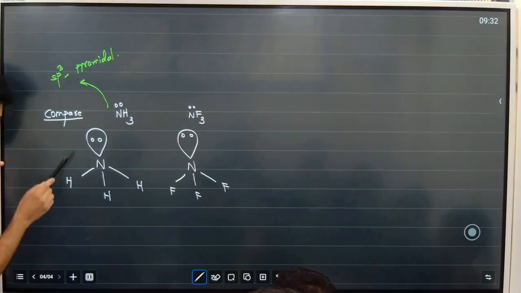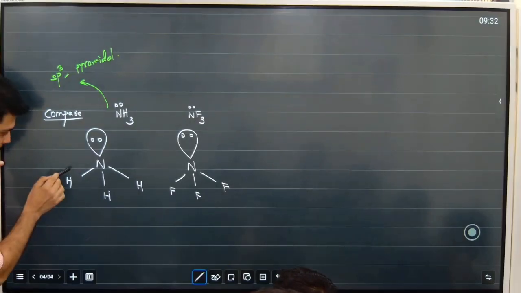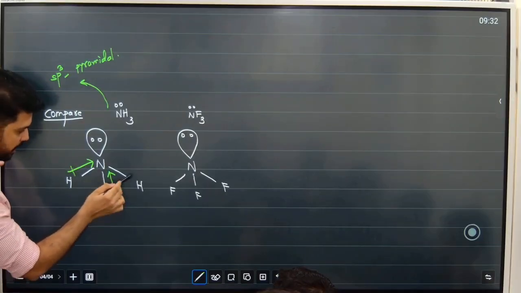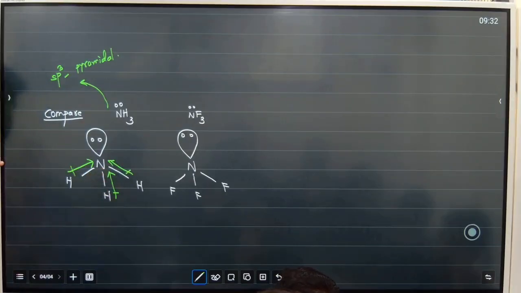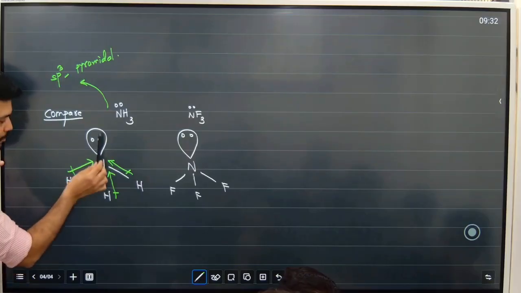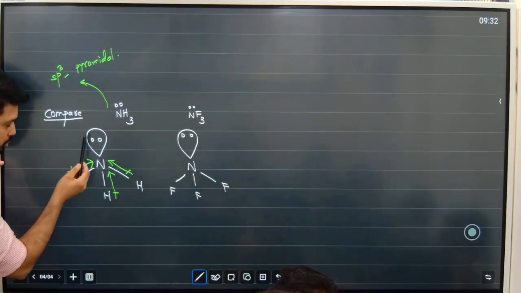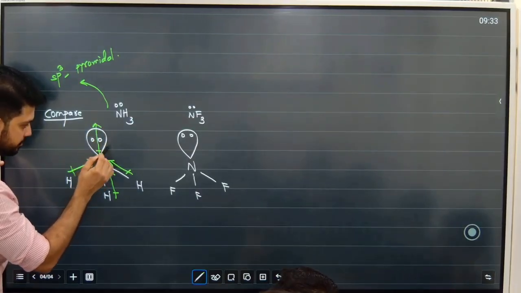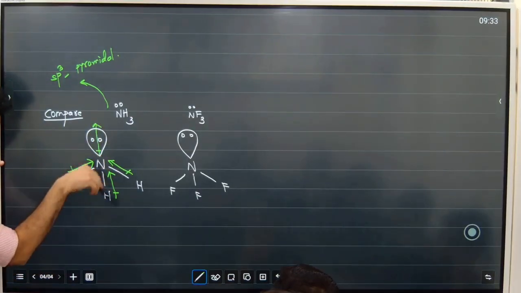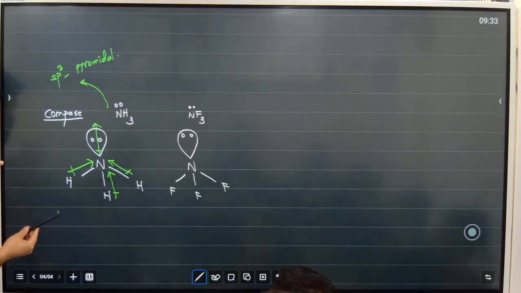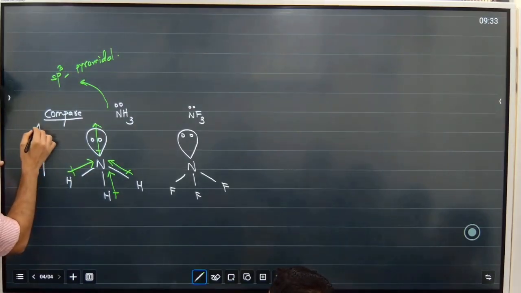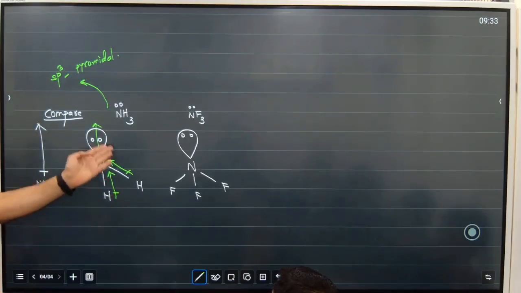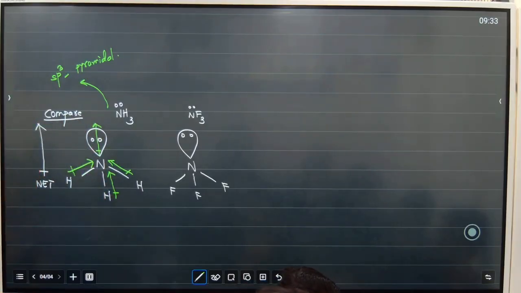Now between hydrogen and nitrogen, who's more electronegative? Nitrogen. So look at the direction of the dipole. All the 3 dipoles are in the same direction. And here we have only electrons, so the lone pair has a dipole of its own. If you see, all the 4 dipoles are in the same direction, net dipole. I repeat, try to understand this. All the dipoles here are in the same direction, pointing upwards.